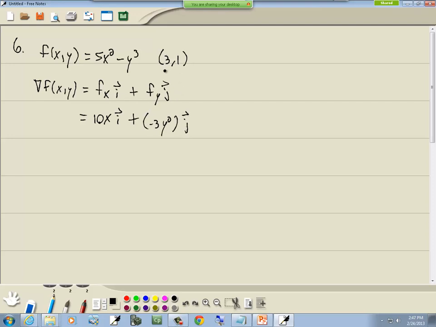Then we're going to plug in our point, the x and y. So we'll plug in 3 for the x, i, minus 3 times y squared, and y is 1, j. Which gives us 30i minus 3j.